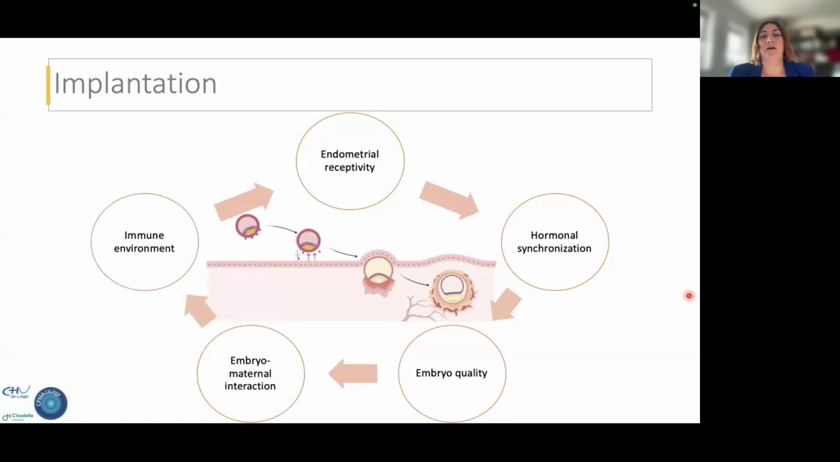Lastly, the immune environment must be finely regulated. Uterine NK cells, regulatory T cells, and macrophages create a delicate balance, and any immune dysregulation or excessive inflammation can result in implantation failure or early pregnancy loss. Understanding and optimizing these factors are crucial for improving implantation success, especially in assisted reproductive technologies.